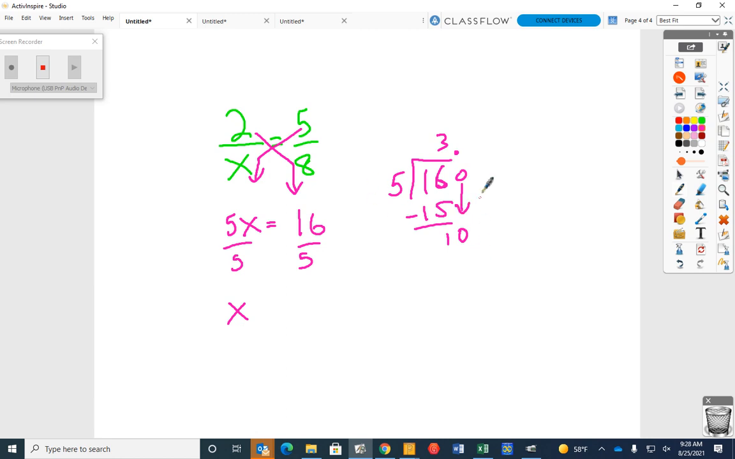how many 5s go into 10? 2. Okay, do I have another 0 down here? Okay, so what's my final answer? X equals what? 3.2. Okay. How many of you got that one right? Okay, so are we good on that second part? Yes? One more part.